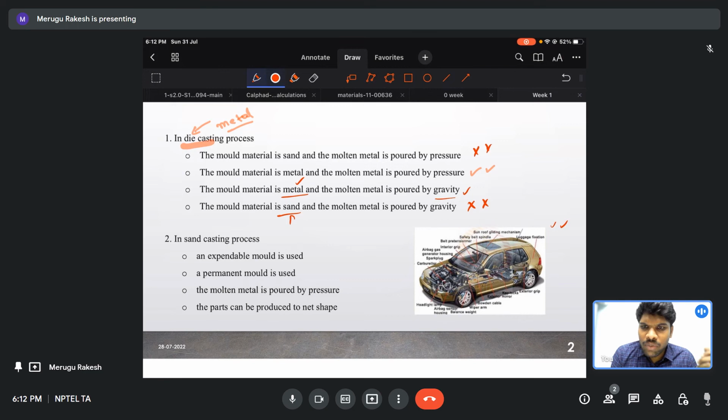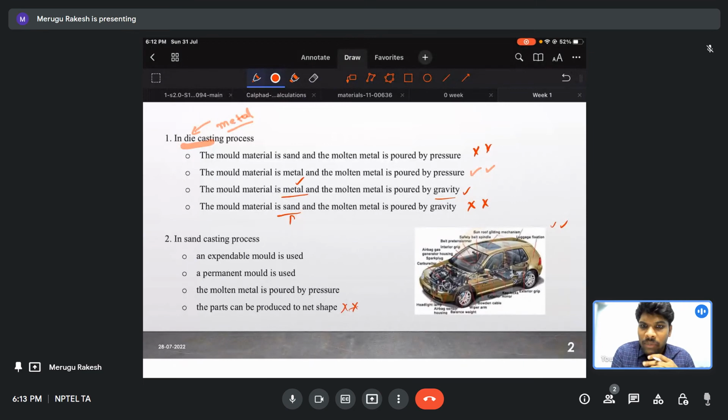In the sand casting process, the first option is that an expendable mold is used. The second option is that a permanent mold is used. The third option is that the molten metal is poured by pressure, and the fourth option is that the part can be produced to net shape. Let me come from the bottom. The part can be produced to net shape: it is not true. In sand casting, the surface finish of the product we produce is not so good when compared with other machining processes. So that statement is wrong.